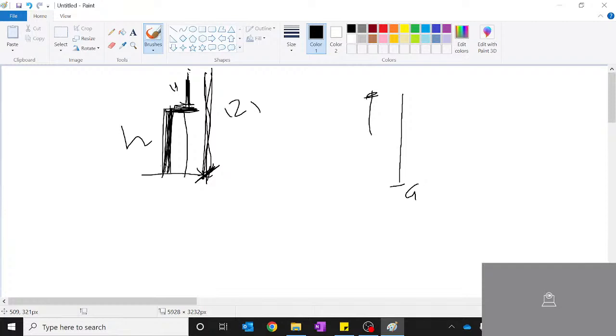So therefore, while you are using the equation s equals ut plus half at square, always consider S as simply the height of the tower.